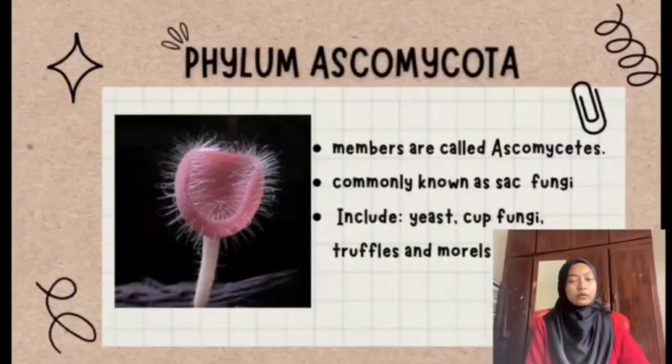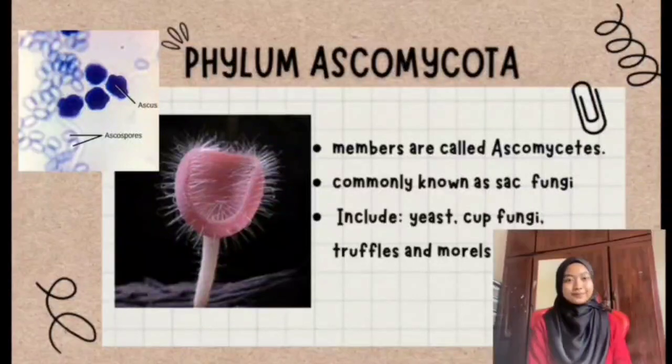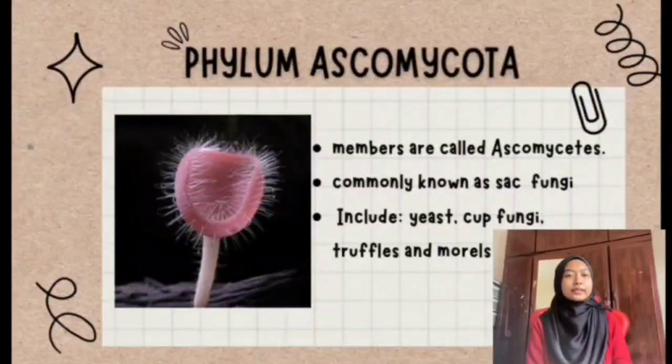Phylum Ascomycota is a subset of kingdom fungi, commonly known as sac fungi because their sexual spores, called ascospores, are produced in a sac or ascus. Common examples of ascomycetes include yeast, cup fungi, truffles, and morels.